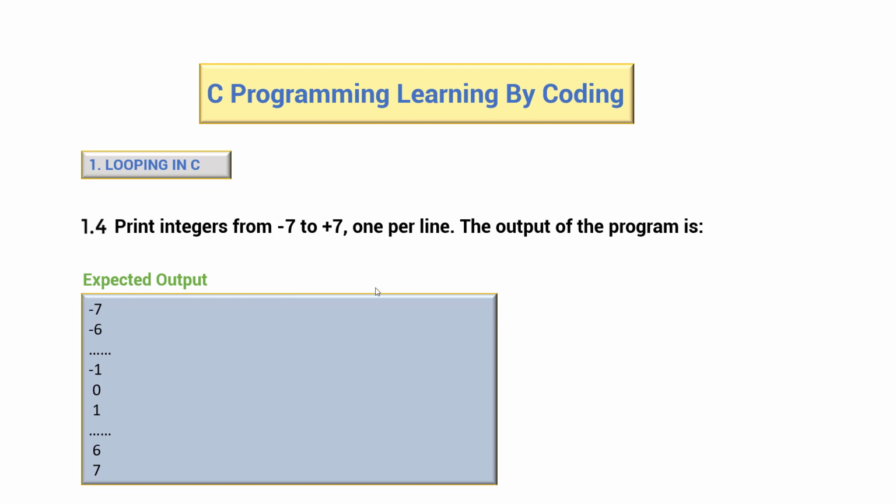In our last tutorial, we saw how to print numbers from 0 to 20 in steps of 2. In this tutorial, we're going to see how to print integers from -7 to +7, one per line. So your output should look something like this. You start from -7 going down to -1, 0, and then start going up again to 7. And this can be achieved using the for loop statements as we have seen in the previous tutorial.